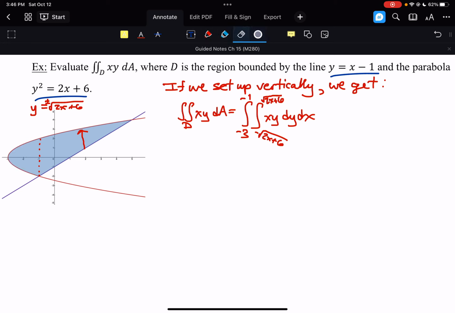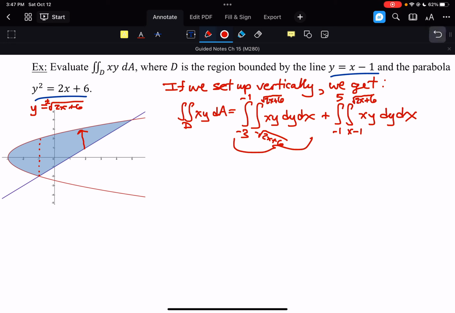But then we would have to also do the next portion, which is the double integral between the line and the parabola, so that's xy dy dx, from x minus 1 to the positive parabola, so the square root of 2x plus 6. And then that one goes from -1 to 5. And then we would have to evaluate this double integral and this double integral separately, involving these ugly square roots in the bounds, and then we would have to add the results together.